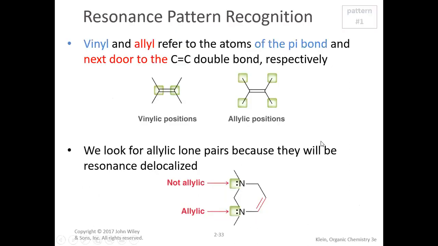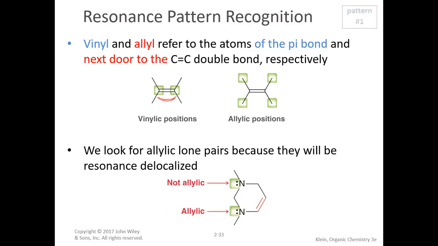So now that we know that, we're going to introduce a general idea. We have something called vinyl and allyl, and we use the terms vinylic and allylic. Vinyl means that I have the atoms of a pi bond. If I'm referring to the carbons, they're both part of that pi bond, I say that the carbons are vinylic to each other. So the carbons in the pi bond, those are vinylic.